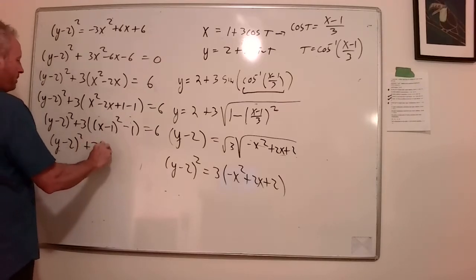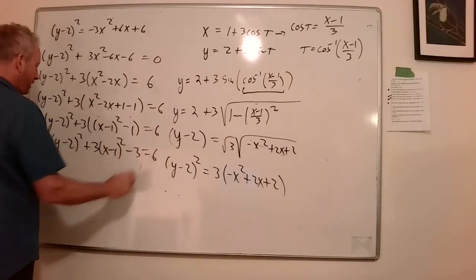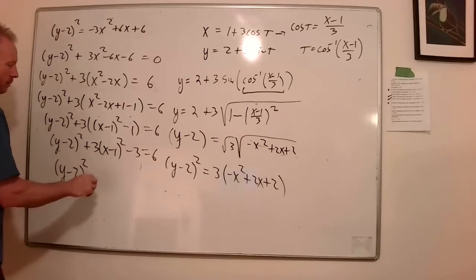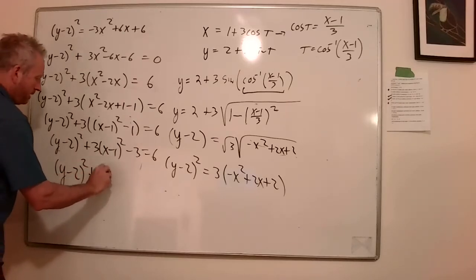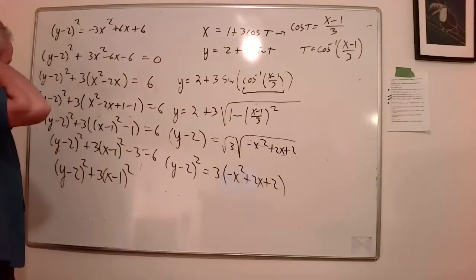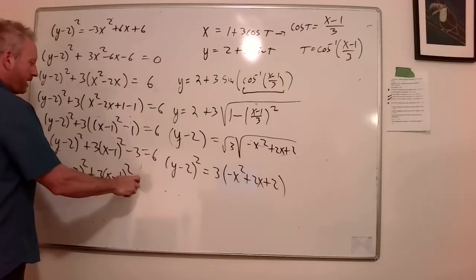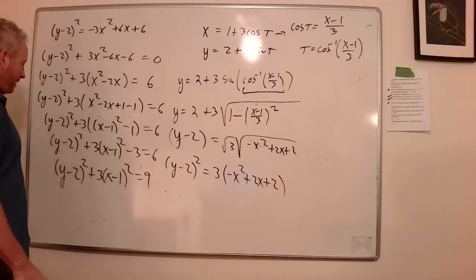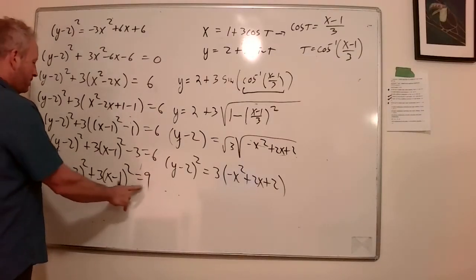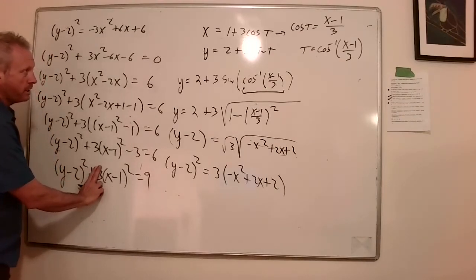Oh no, 3 times x minus 1 squared minus 3 equals 6. Something is not looking right here. I'm going to have to go back and figure out what that is. Because this is looking sure enough like an ellipse, but not like a circle. But let's see. Let's add 3 to both sides, 9. And that 3 is the bothersome number right there. Look, if that 3 wasn't there, we'd have a circle, right, with radius 3.